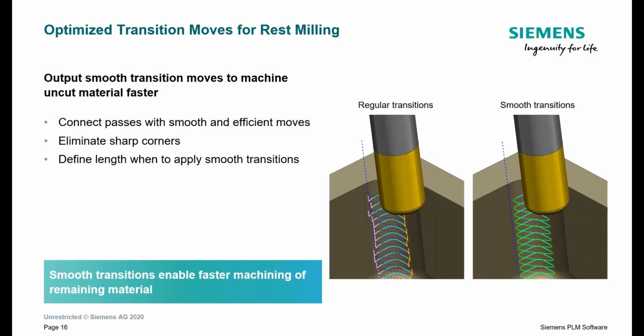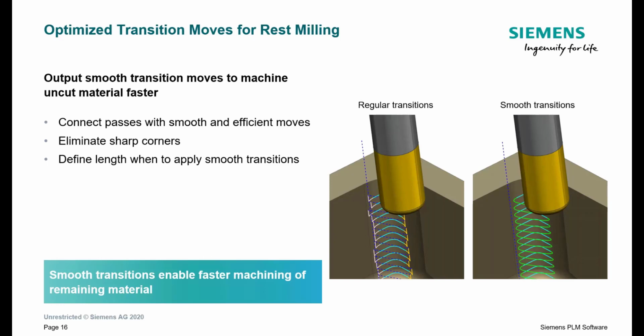Optimized transition moves for rest milling. This improvement will connect cutting passes with smooth and efficient transition moves for rest milling operations. These non-cutting moves impact the efficiency of rest mill machining. Rest milling toolpaths typically have a lot of short connections containing retract, transfer and engage moves. Although you can choose smooth corners and transfer or rapid, the transitions are still not optimized and smooth enough.